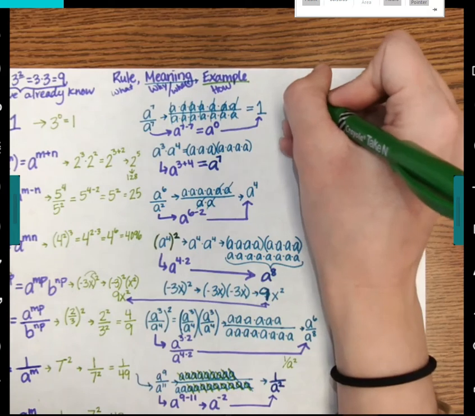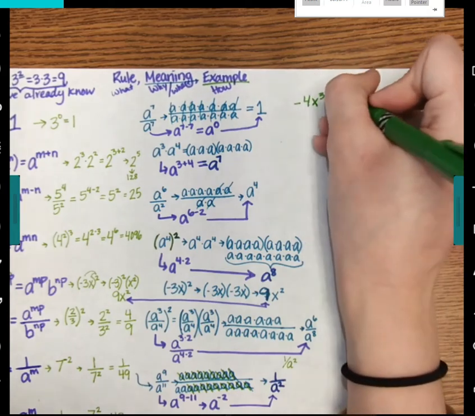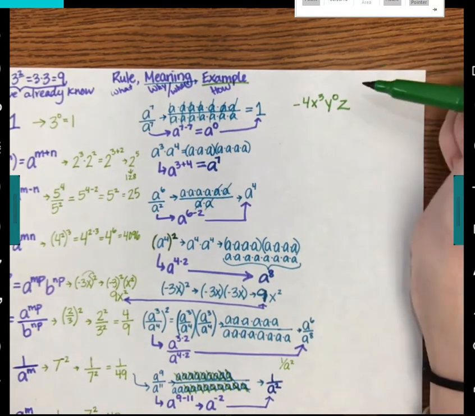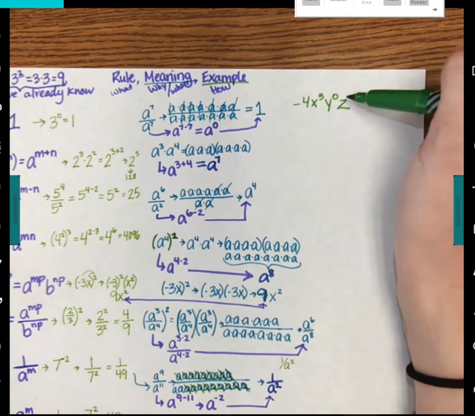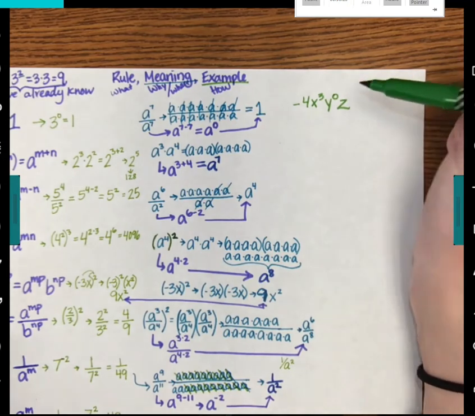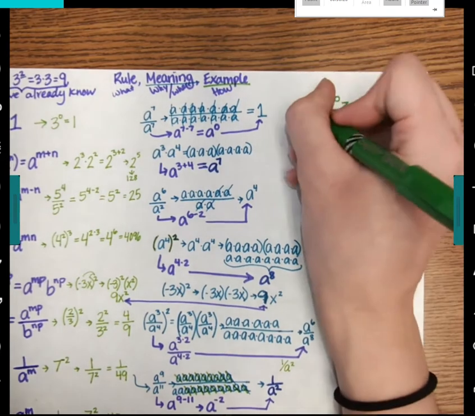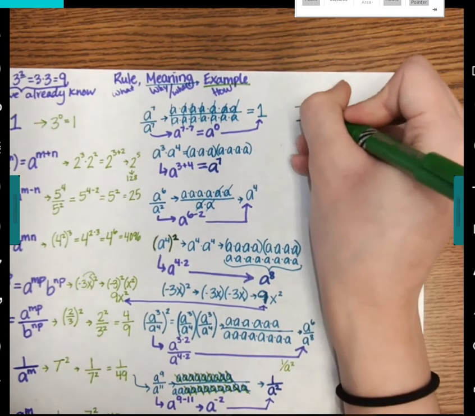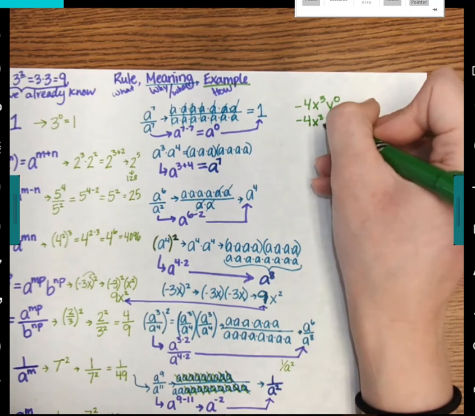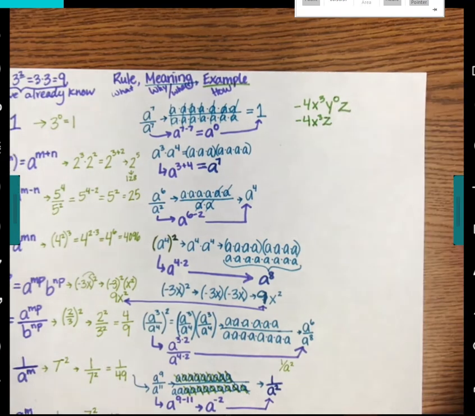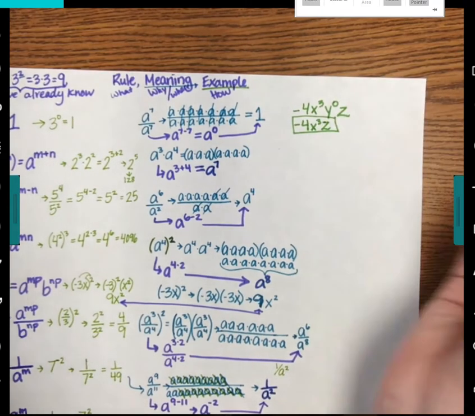Number 1. Negative 4x cubed, y to the 0, z. Okay, so base by base, I have all my numbers in one place, all my x's in one place, all my y's in one place, all my z's in one place. So that's good. But this is y to the 0 power. Anything to the 0 power is just 1. Now, I don't actually need to write negative 4x cubed times 1 times z, because remember, multiplying by 1 doesn't change anything. So this would be our answer here.